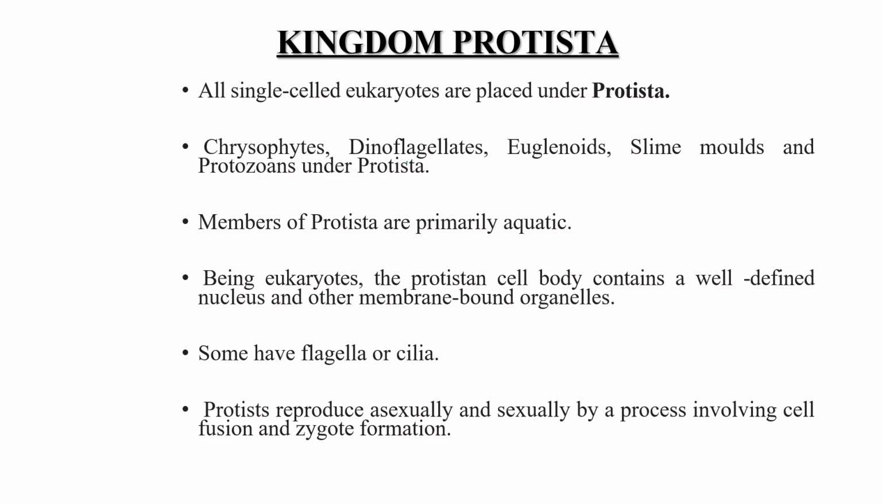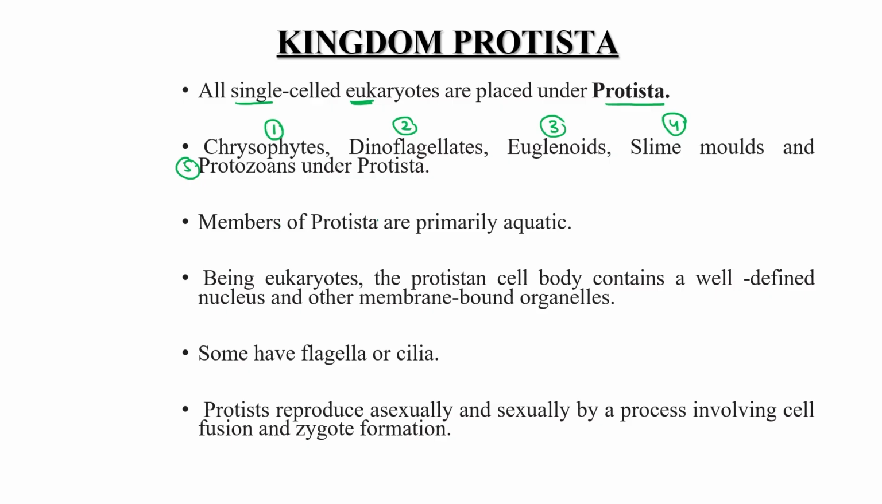So now let's start. All the single-celled eukaryotes are placed in this category Protista, because they are unicellular. Okay, so that's why it is written over here that all single-celled eukaryotes are placed under the Protista category, and they are further divided into various categories like chrysophytes first, second dinoflagellates, then euglenoids, then slime molds, and the last one is protozoa. Further into 5 categories, okay? Chrysophytes, dinoflagellates, euglenoids, slime molds, and protozoans.